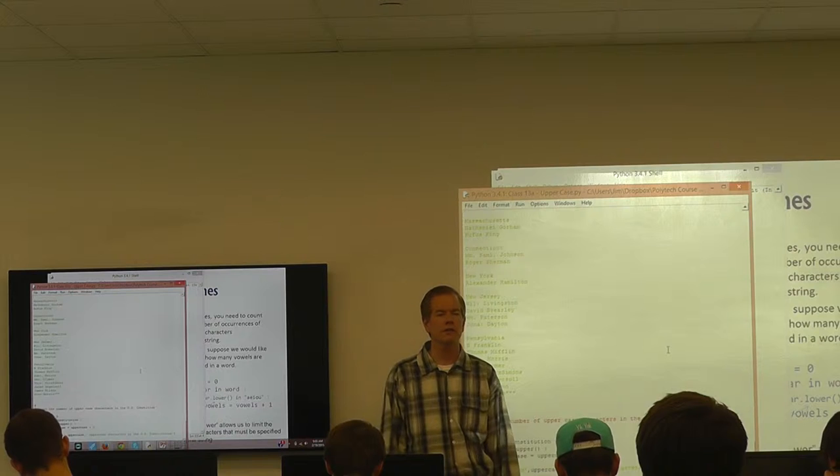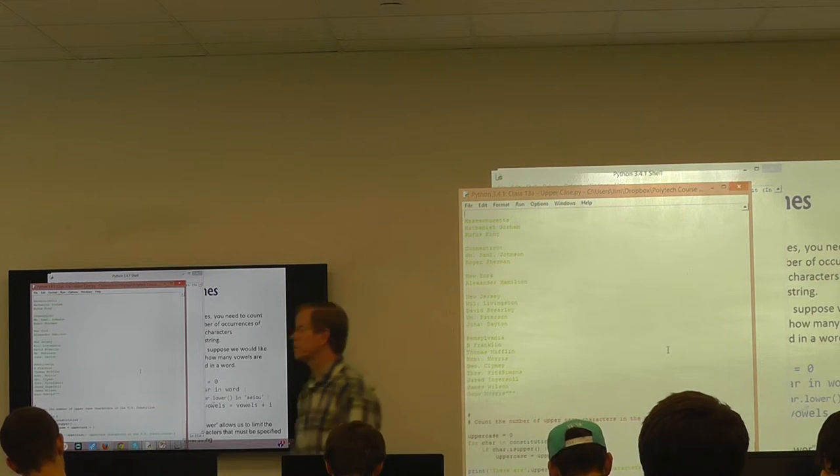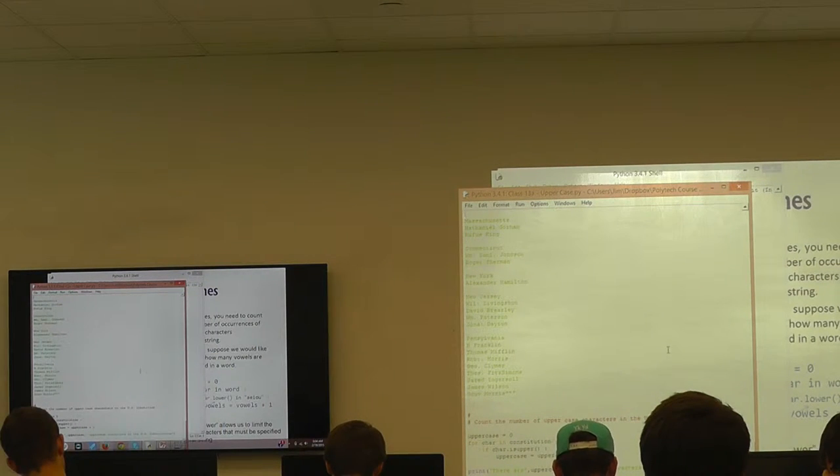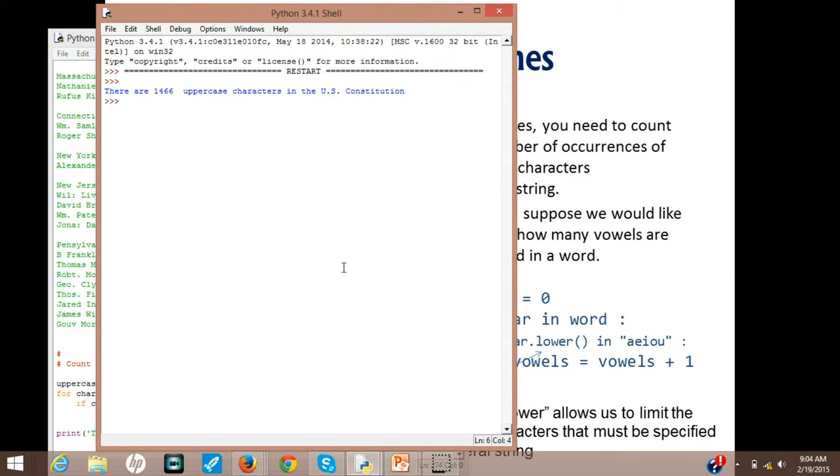Cool. Let's take a look at the US Constitution and see how many uppercase characters they decided to put in. And the answer is? 1,466 uppercase characters in the US Constitution. Which I would like to point out makes for one fine midterm exam question. No, not really. It does seem sort of cool, doesn't it?